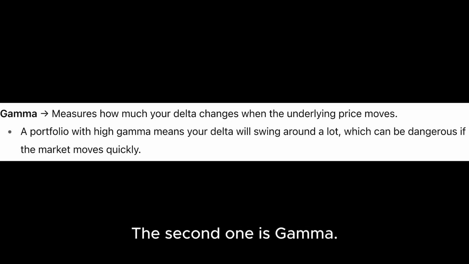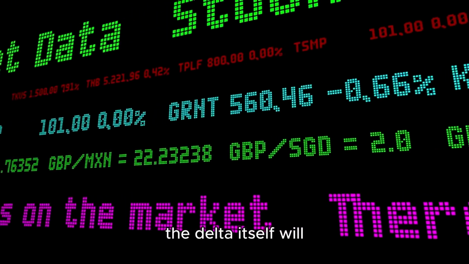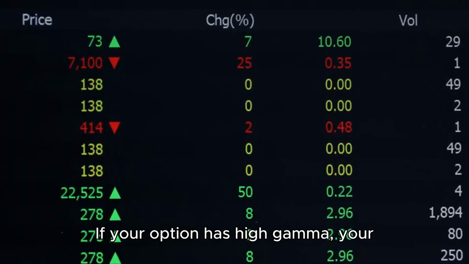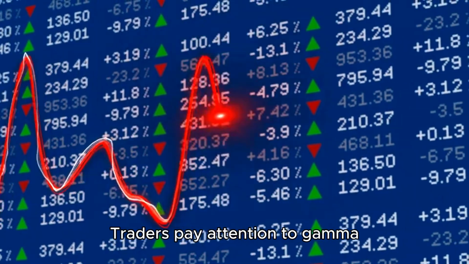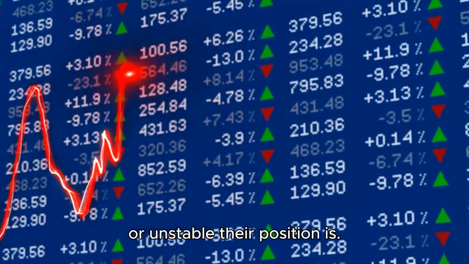The second one is gamma. Gamma tells you how much the delta itself will change if the stock moves. If your option has high gamma, your delta can swing around quickly. Traders pay attention to gamma because it tells them how stable or unstable their position is.